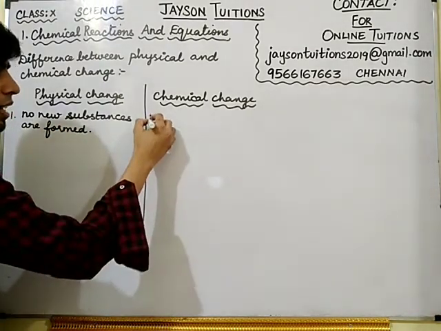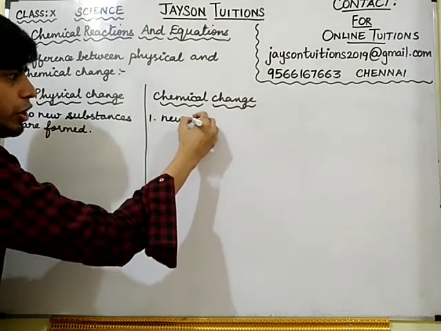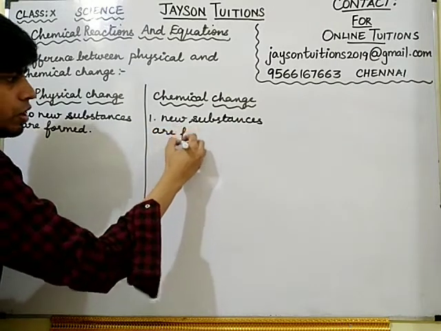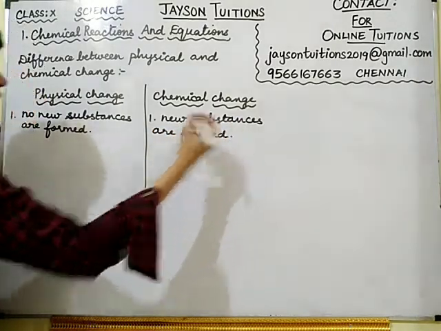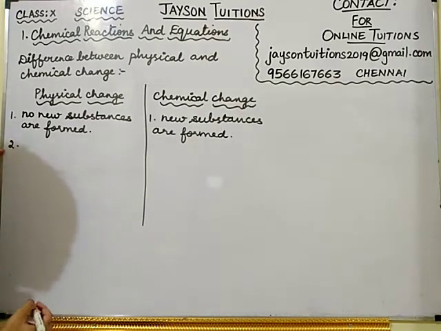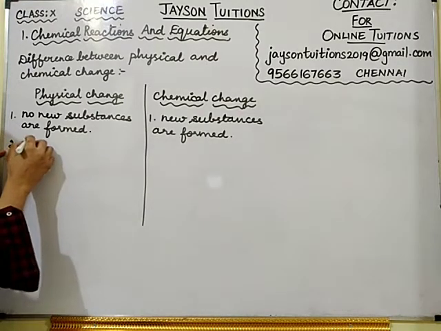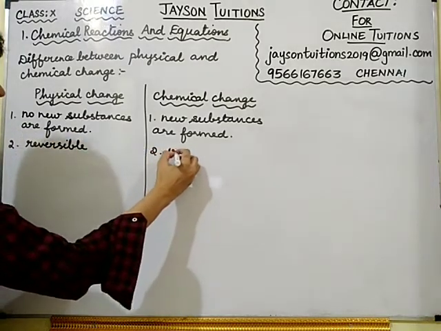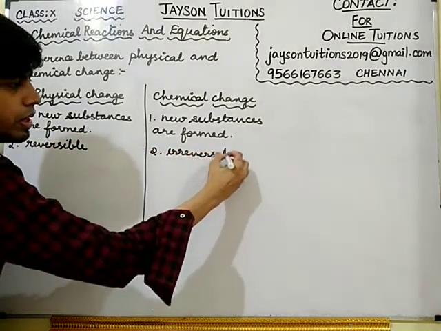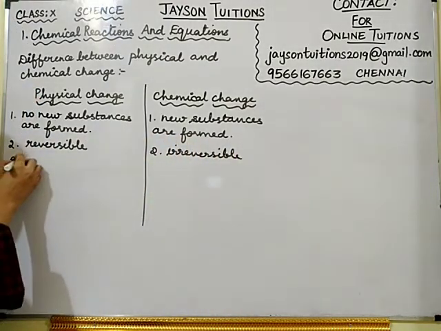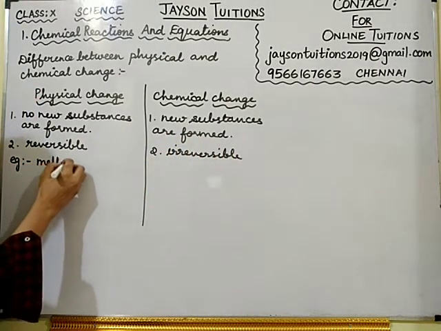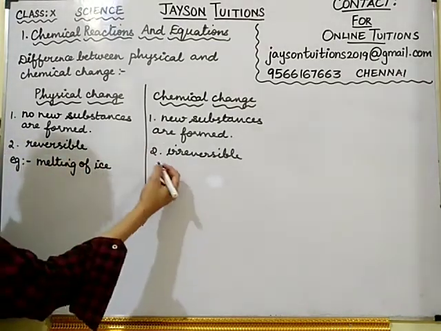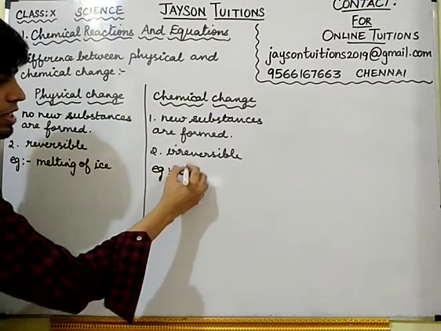Chemical change means a process where new substances are formed. And you know, physical change is a reversible change, and chemical change is an irreversible change. Example: you can write melting of ice for physical change, and for chemical change you can write digestion of food.